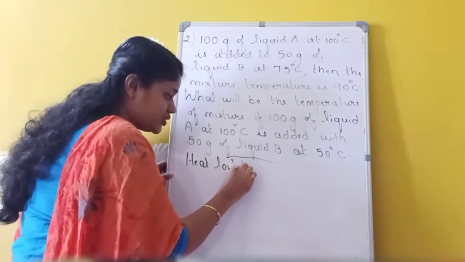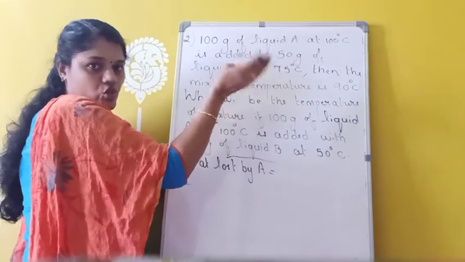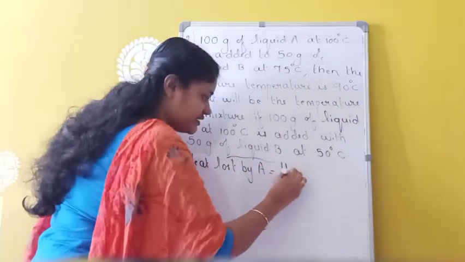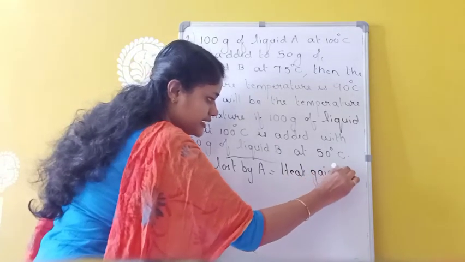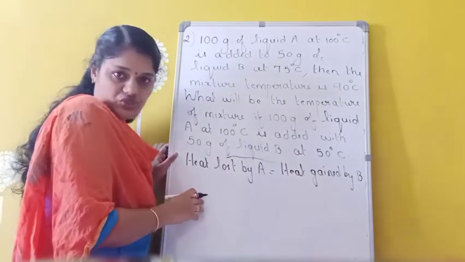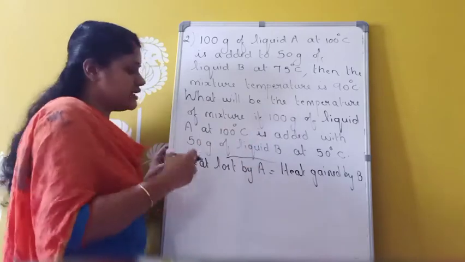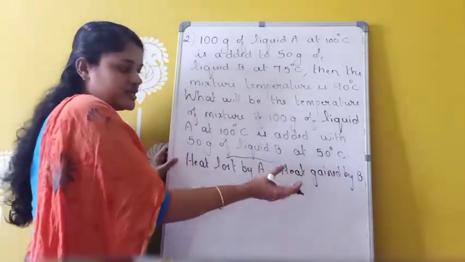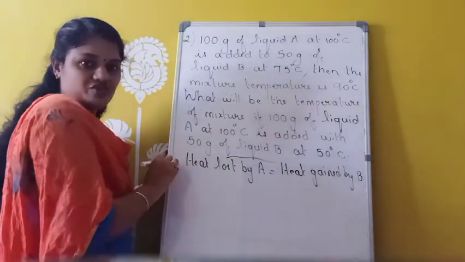So we can write: heat lost by liquid A, because A is the hot body. Hot objects will be losing heat energy, which is equal to which one? Heat gained by liquid B. Okay. So whenever we are mixing two liquids, the hot liquid will be transferring heat to which one? The cold liquid, and this heat lost by the hot object must be equal to which one? Heat gained by the cold object. And we have one formula for this heat lost.